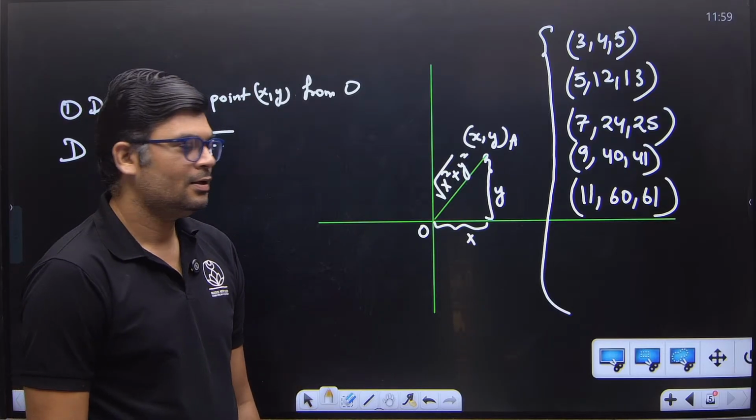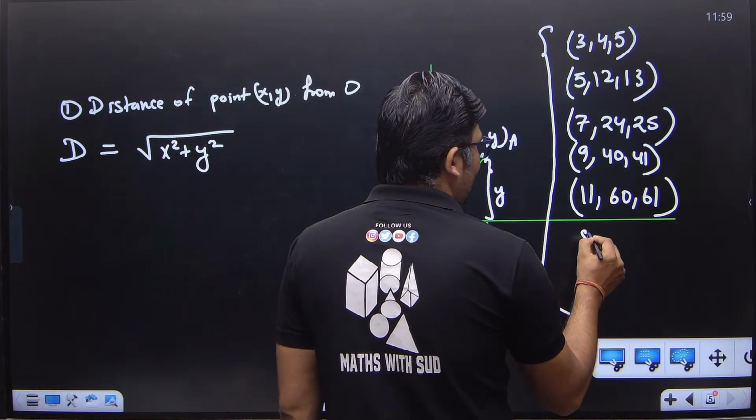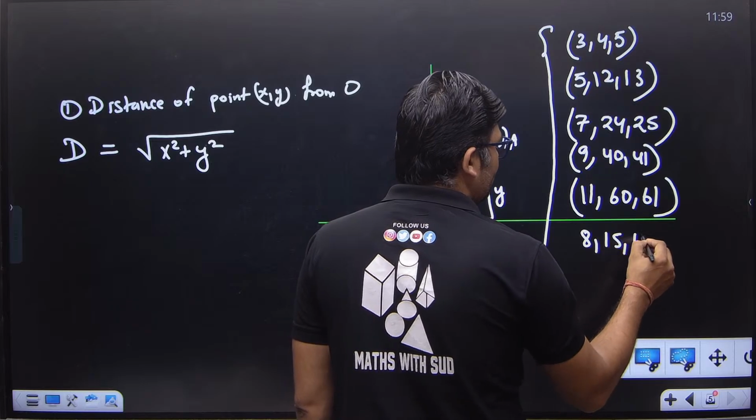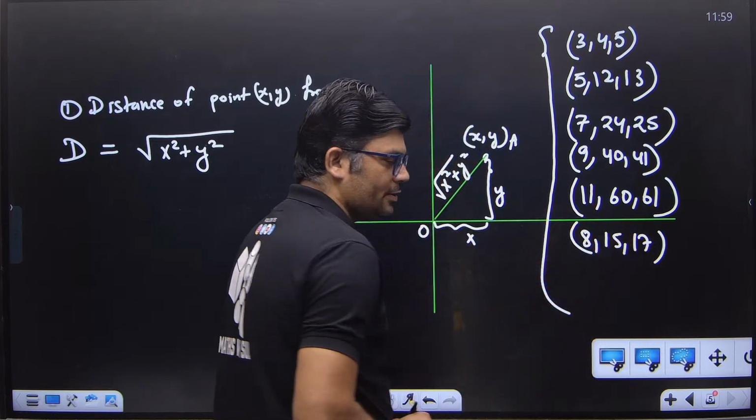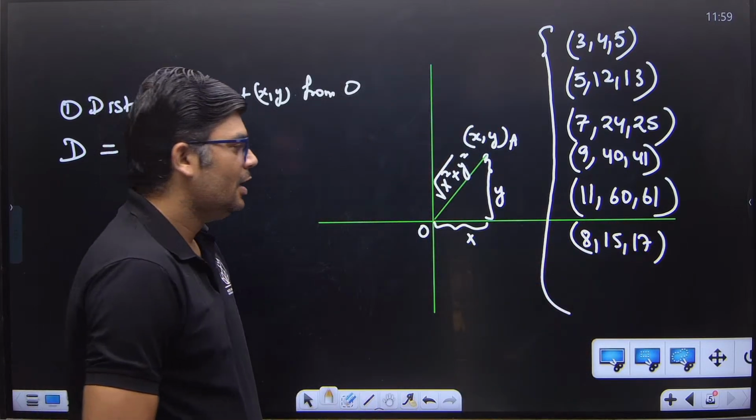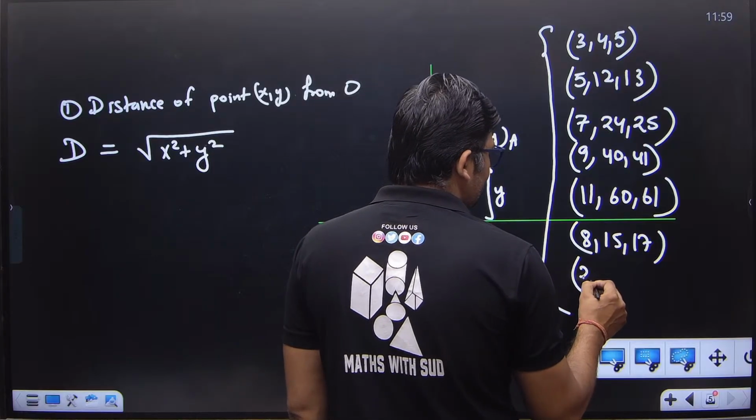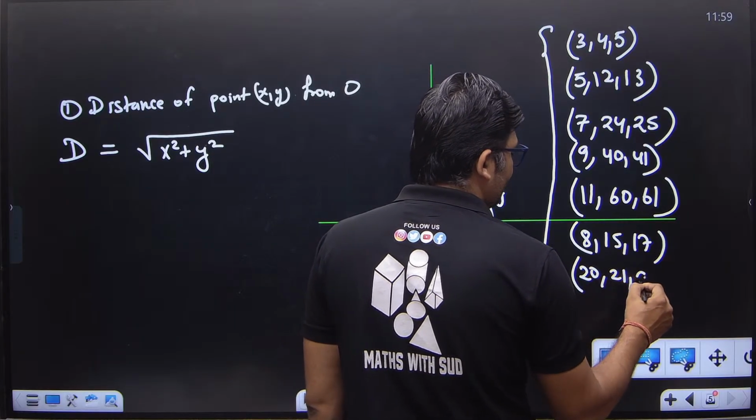Okay, 121. Then you have 8, 15 and 17, one more Pythagoras triplet which you will often see. And the last one which you can see is 20, 21 and 29.